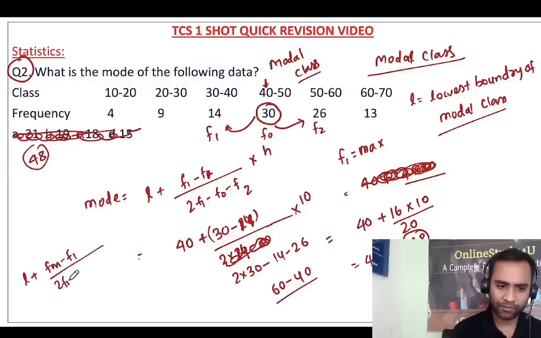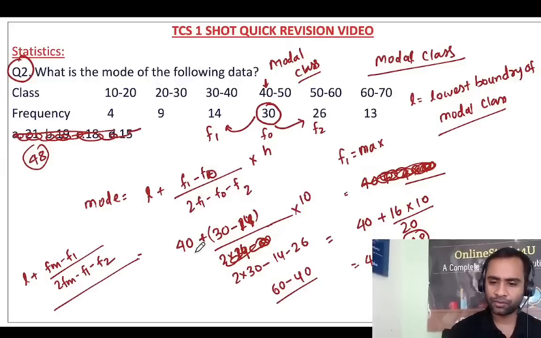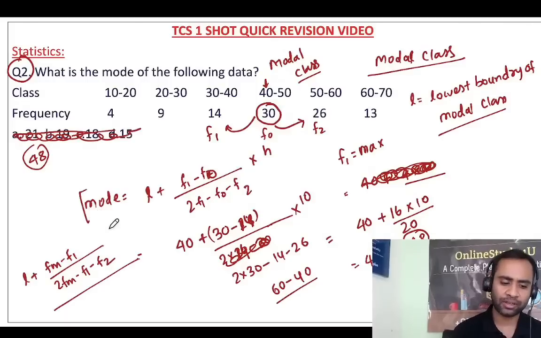And this will be L plus F1 minus F0, over 2F1 minus F0 minus F2. So basically this will be F1, and this will be F0. Okay, now it is fine. So there was a small mistake in the formula, so I'll just correct the formula as well.